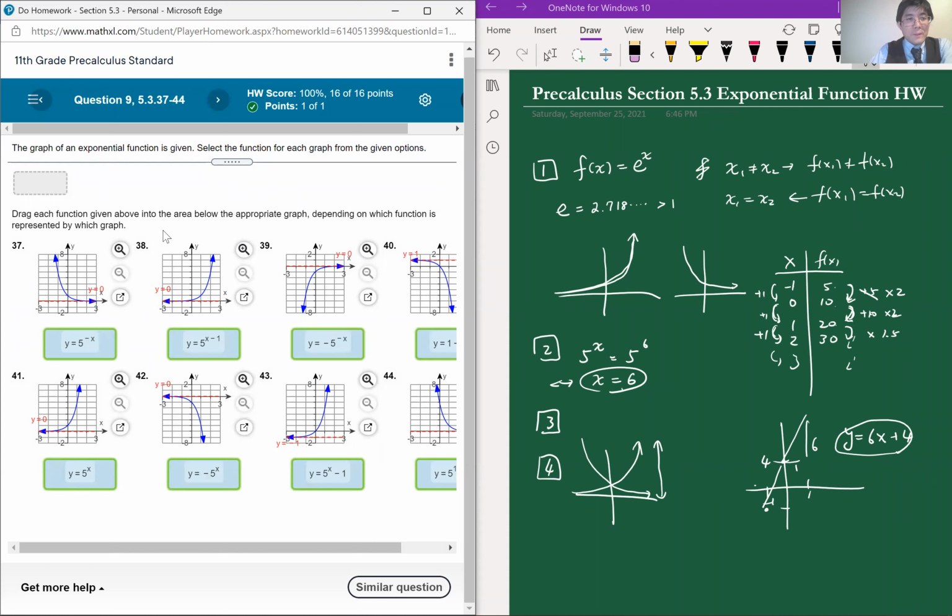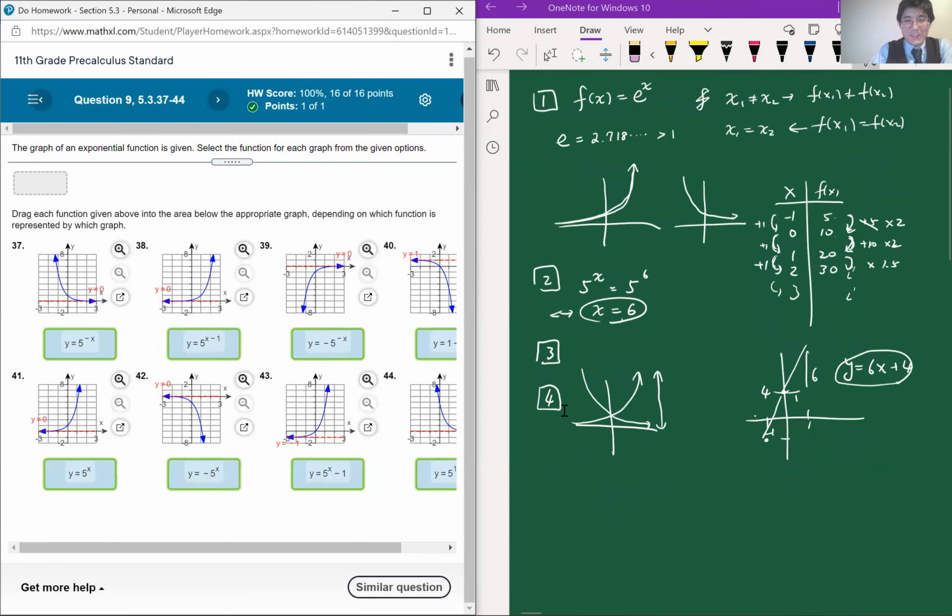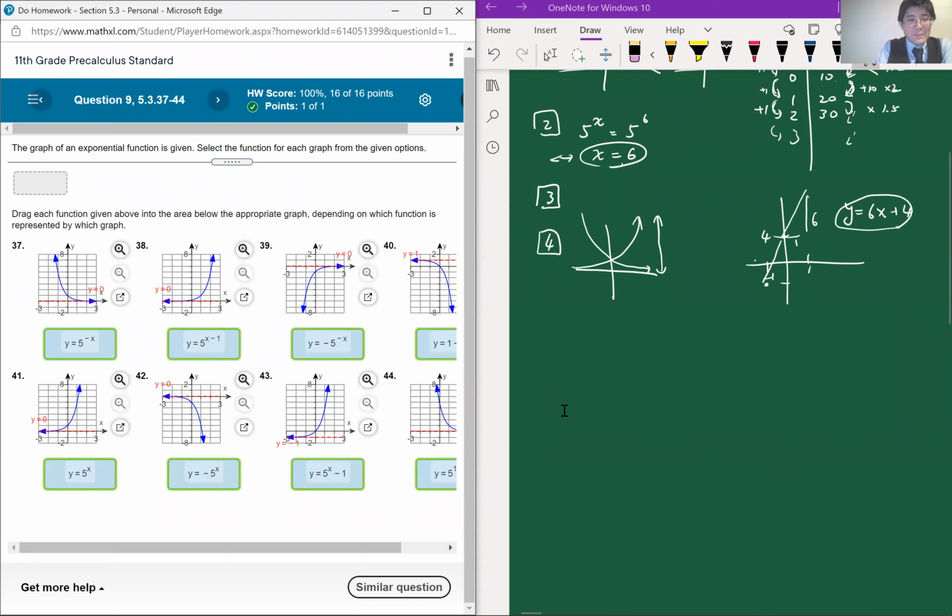Okay. Now, this one is a matching question. So I already wrote down the answer here. The original problem is not written here, but let's see. So 37 through 44 is just a matching question. All of them are obtainable by doing some simple transformation to the graph of y is equal to 5 to the power of x.